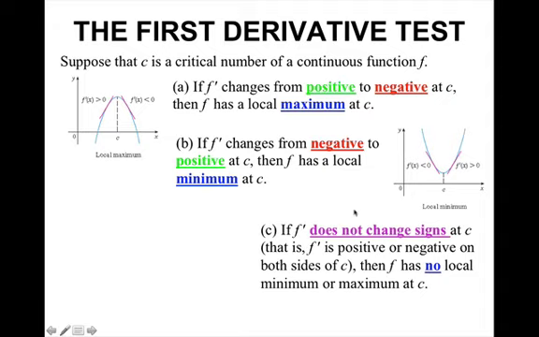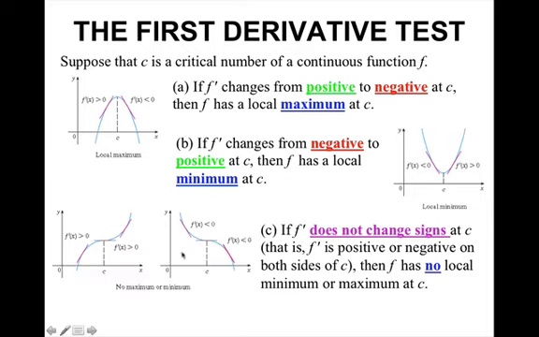If f prime does not change signs at c, that is, f prime is positive or negative on both sides of c, then f has no local minimum or maximum at c. And graphically, this is what it would look like. Something like this. So there is no max or min at c, even though c is still considered a critical number because you have the derivative equal to 0.